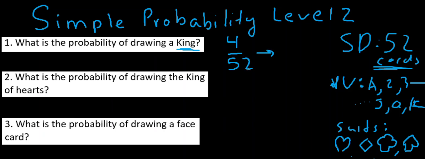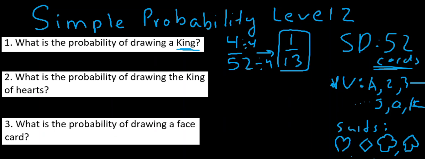Now you would ask yourself, can this reduce? And we know that both 4 and 52 can be divided by 4. So what is 4 divided by 4? Well, that would be 1. And 52 divided by 4, that's a little bit more tricky. I would grab your calculator, and 52 divided by 4 gives us 13. So it turns out the probability of drawing a king is 1 out of 13.